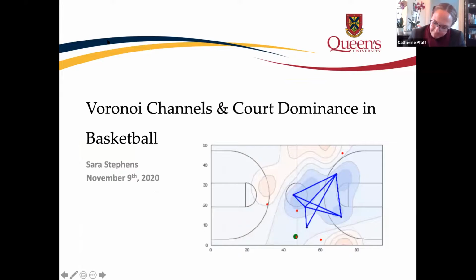Okay, hi everyone, my name is Sara Stephens, and in this presentation we'll be looking at the implementation of the Voronoi channels model alongside court dominance in a basketball setting. And we'll be eventually working towards a picture that looks somewhat like the one on the bottom right here.